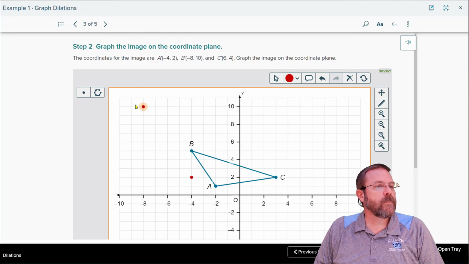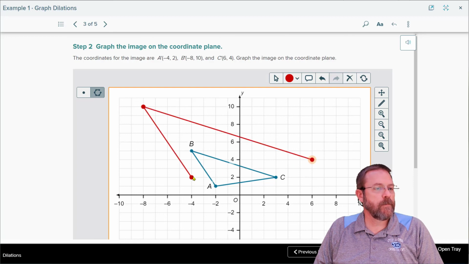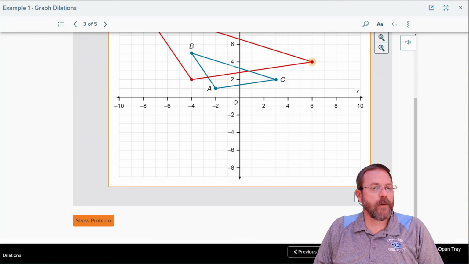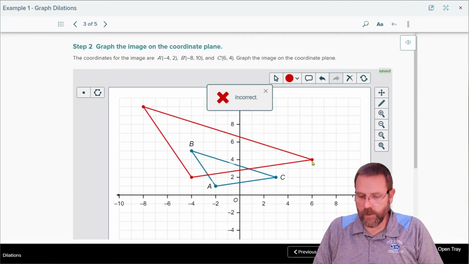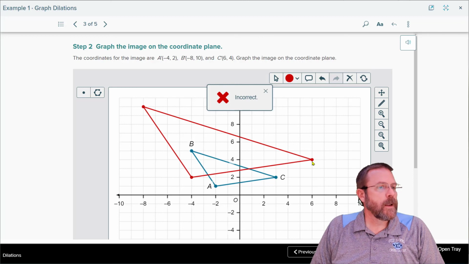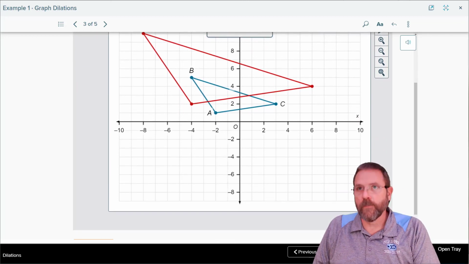And then my last point is going to be (6, 4). So I'm going to go to 6 and 4 right here. Finally, we're going to connect those, A, B, C, and back to A. And now we have our new image, which they say is incorrect. I say they're wrong. Let me look. All right, it is indeed correct, so for some reason they're grading improperly.